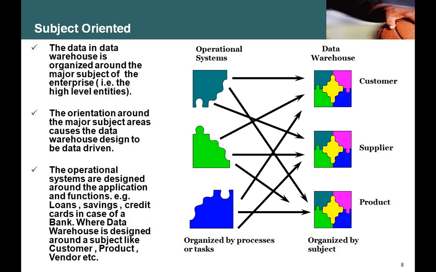Mainly the operational systems are designed around the applications and functions. For example, how the operational systems are planned is based on the function. If you take a banking kind of environment, loans, savings, credit cards are the main functionalities we have. So applications are planned accordingly.